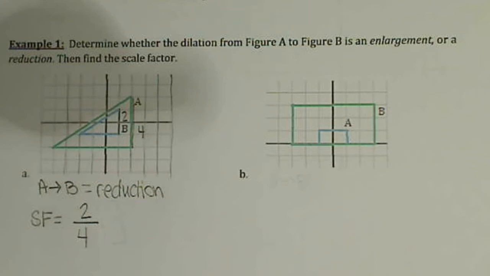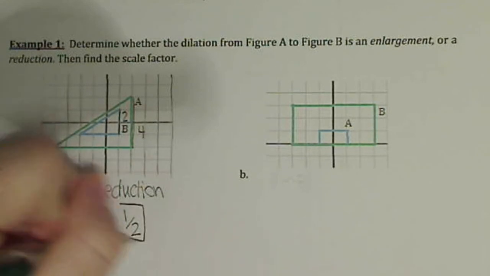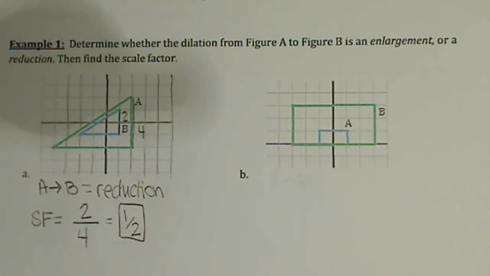Okay, and it's always that way. The dilated image is always on top. If I reduce that, that gives me a scale factor of 1/2. That means that the dilated image is 1/2 times as large.